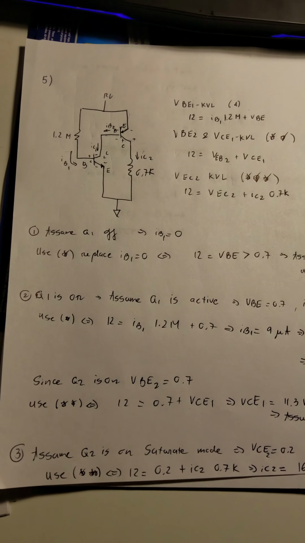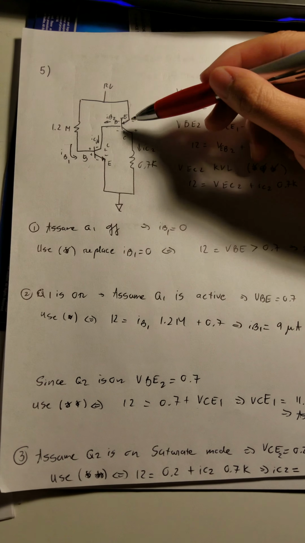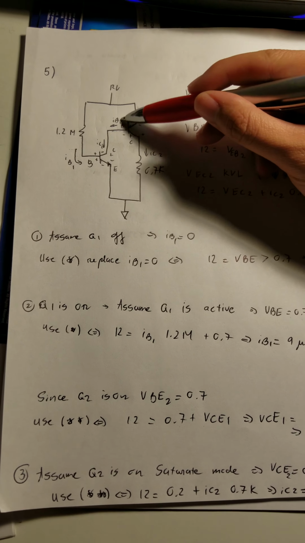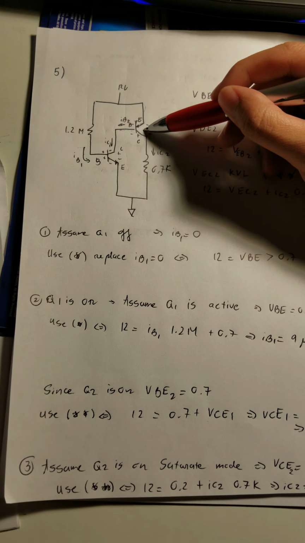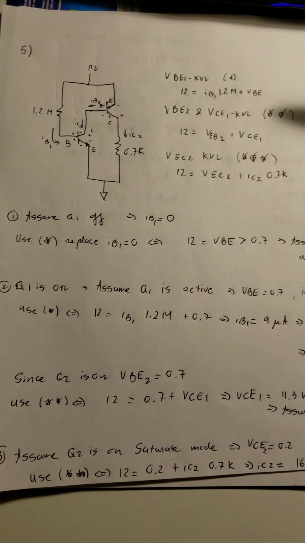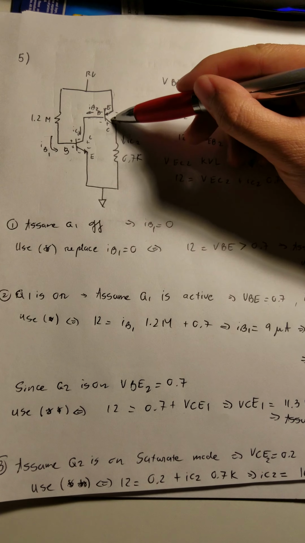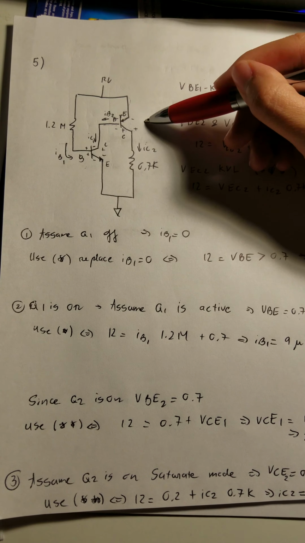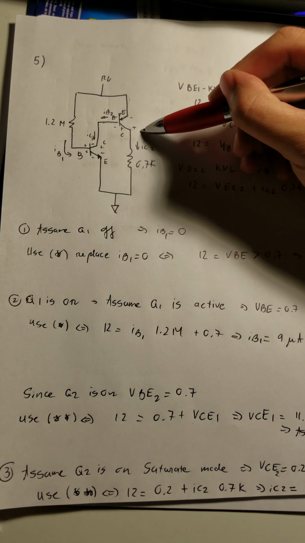And then the next one we can do is Q2. We know that it's on, but we don't know whether or not it's active or saturated. So let's assume that this one is saturated. So when the second BJT is saturated, what does that mean? VEC2 is going to be equal to 0.2.